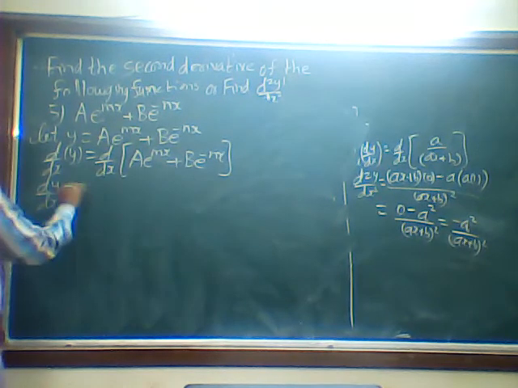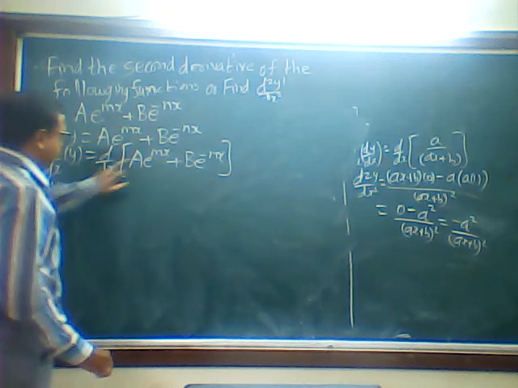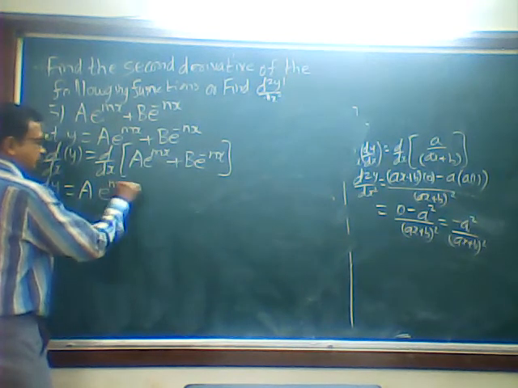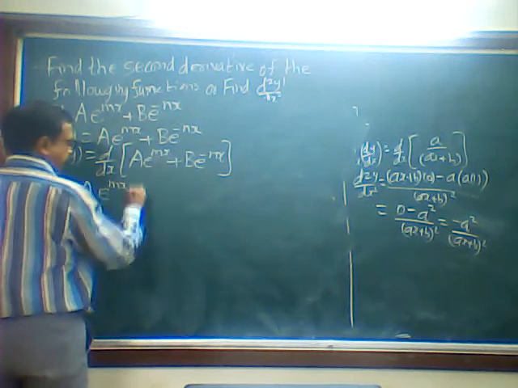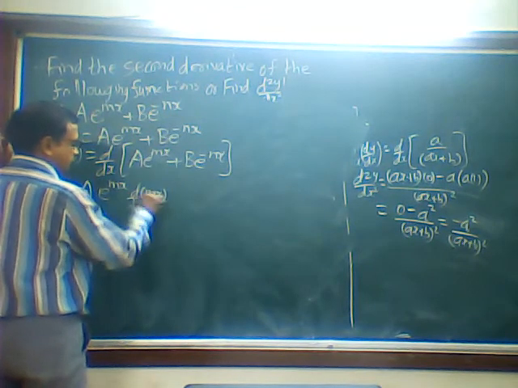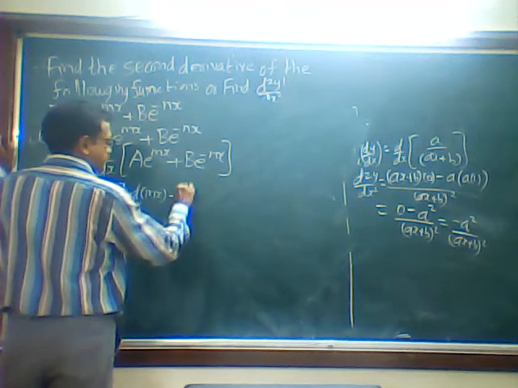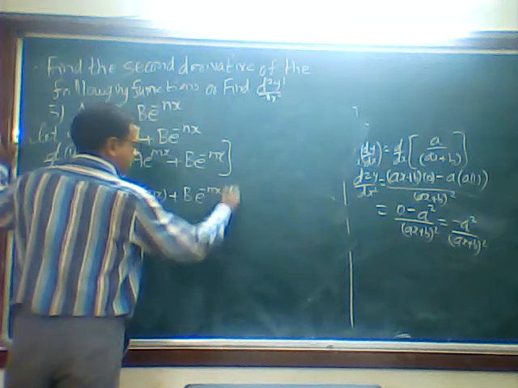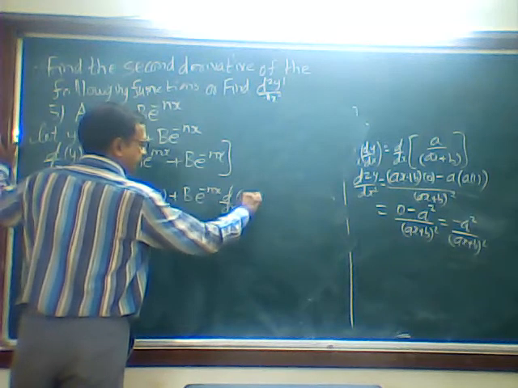So dy by dx, a is constant, d by dx of e raised to mx is e raised to mx. Okay. Then again d by dx of mx, m is constant, that we have to take out. Now this one b, e raised to minus nx is e raised to minus nx. Then again d by dx of minus nx.